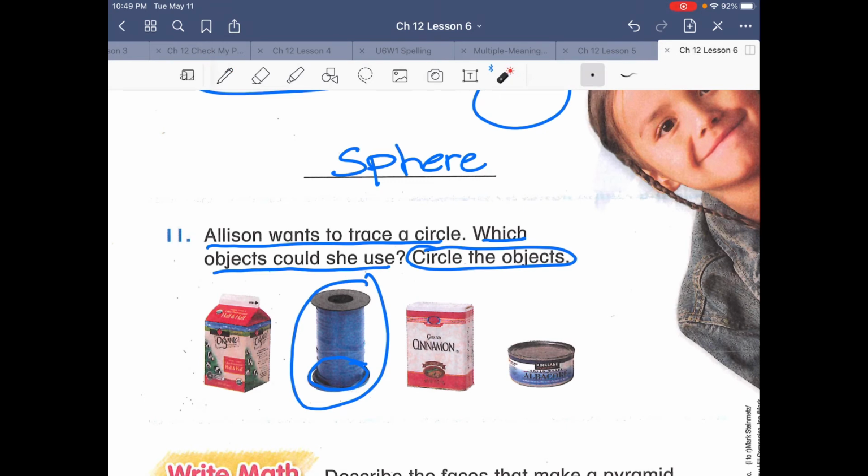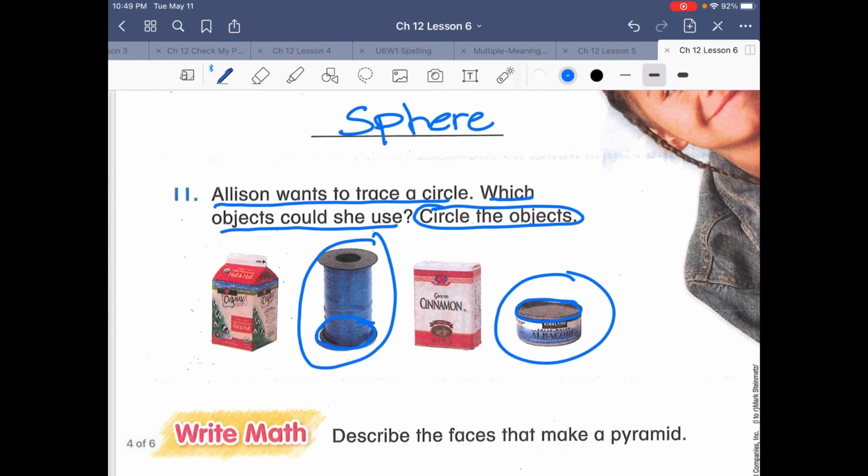How about this can of cinnamon? Nope, that has a rectangle for its base and rectangle side, so that won't work. How about this can of, it looks like albacore tuna? Can you trace a circle with that one? Yes, you can. You have that circle there.